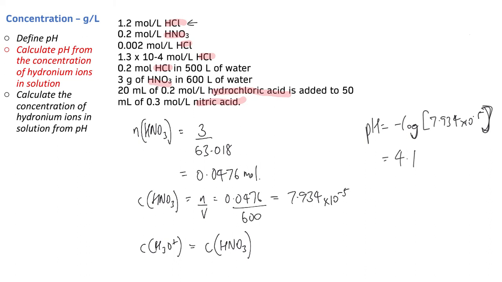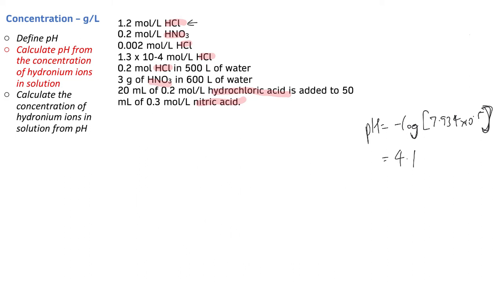Right, then over here, last question, what have we got? We've got a question where we're adding certain things together. Okay, so we're adding two solutions together. All right, so we're going to have to find out the number of moles of hydrochloric acid, number of moles of nitric acid, add them together, work out the concentration of hydronium ions, and then work out the pH.